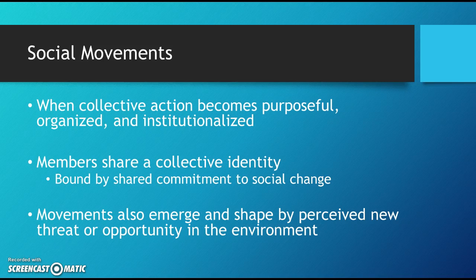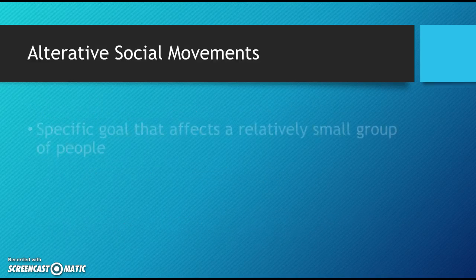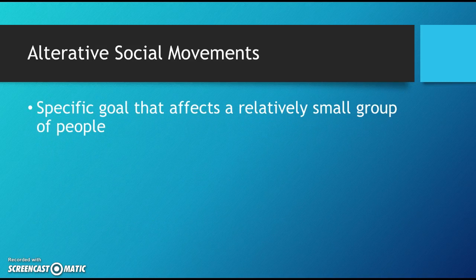Social movements do not exist in a vacuum. Social movements start out of perceived new threats or actual real threats, as well as opportunities that pop up in the environment. So these play a huge factor in social movements and how effective they are as well. Let's talk about a couple of different social movements. First, let's talk about alterative social movements.